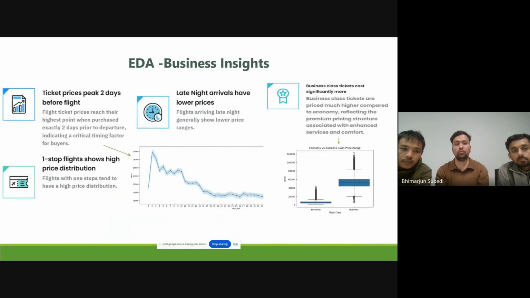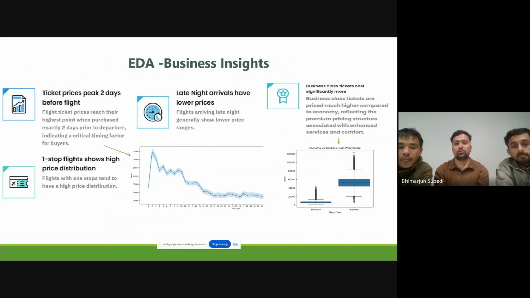Moving ahead to EDA, we found that ticket prices peak two days before the flight, as you can see in the graph: right before two days, the ticket price peaked at its high. Another thing we identified was that late night arrivals have lower prices, so flights arriving late had lower prices.